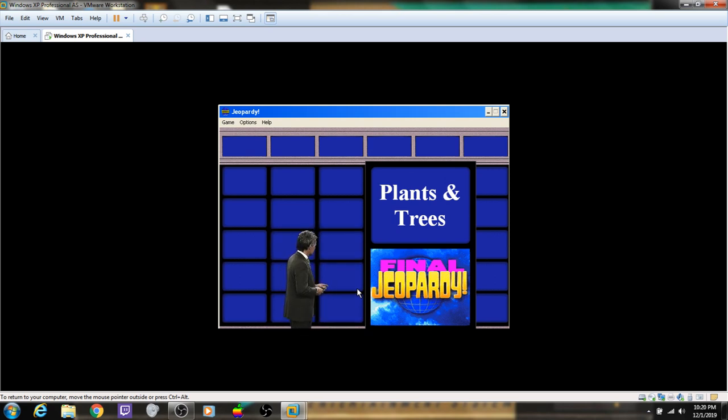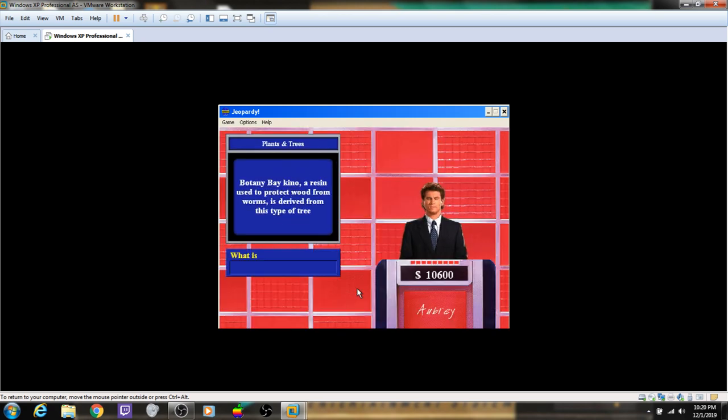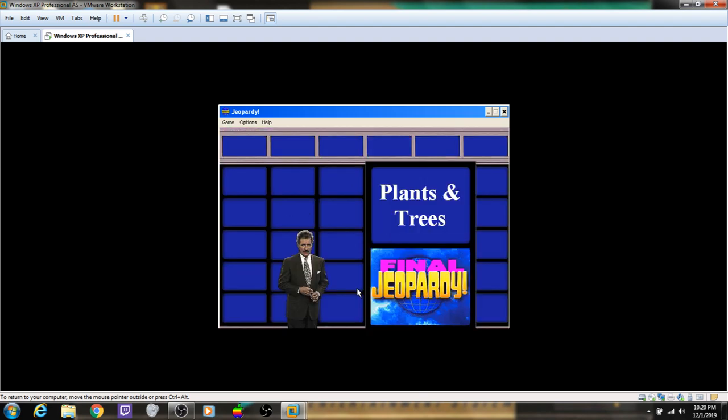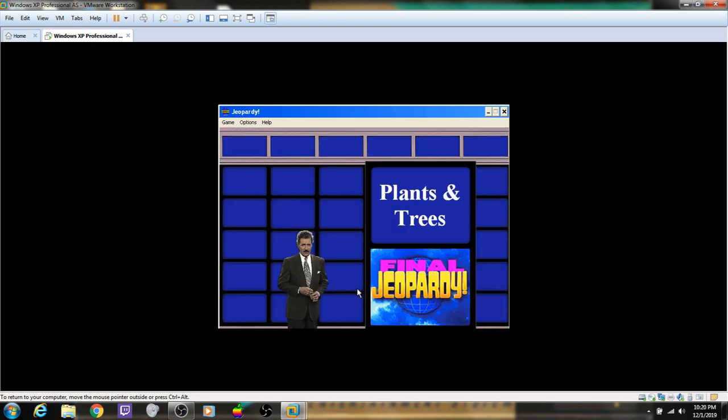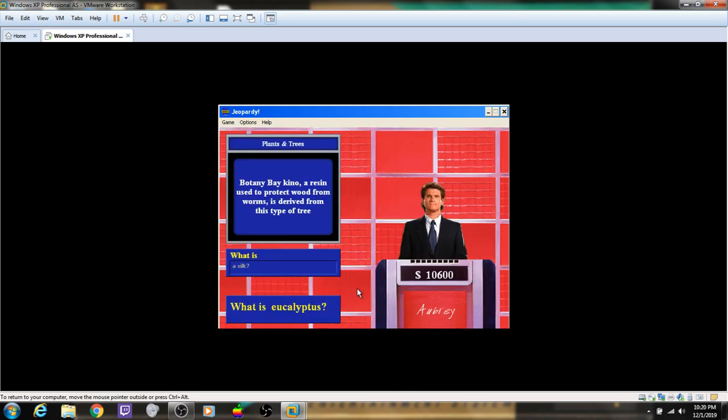The Final Jeopardy clue is... Botany Bay Kino, a resin used to protect wood from worms, is derived from this type of tree. What is a silk? Contestant number 3. Your Final Jeopardy response was... Good job. Eucalyptus. Let's see what contestant number 3 wagered. Doesn't matter. I still win. Your total? Contestant number 1. Your Final Jeopardy response was... Sorry. Let's see what contestant number 1 wagered. Oh well. Still win $10,001.